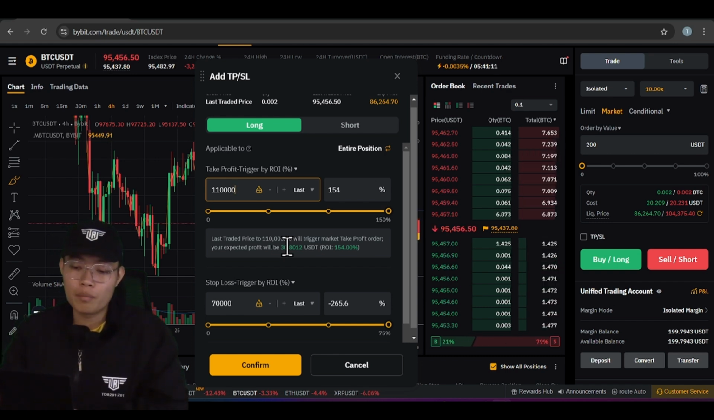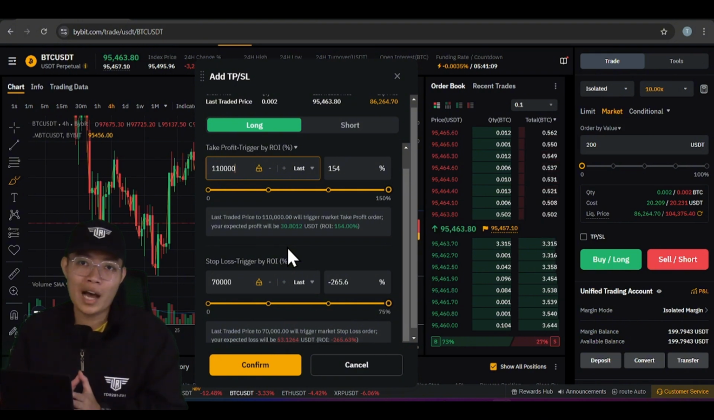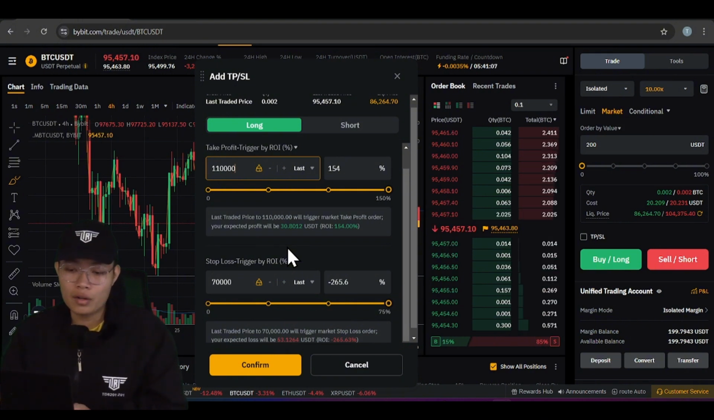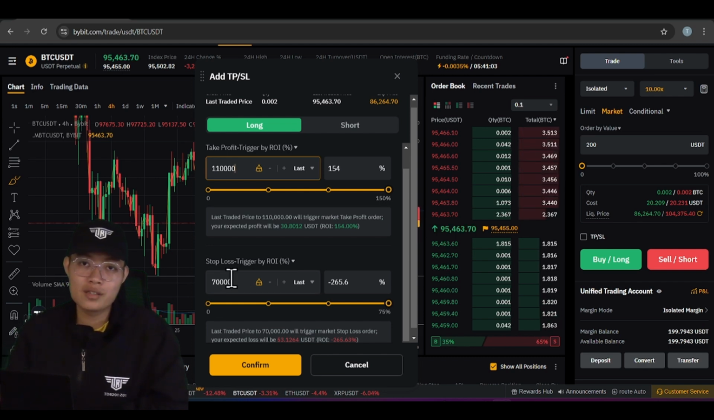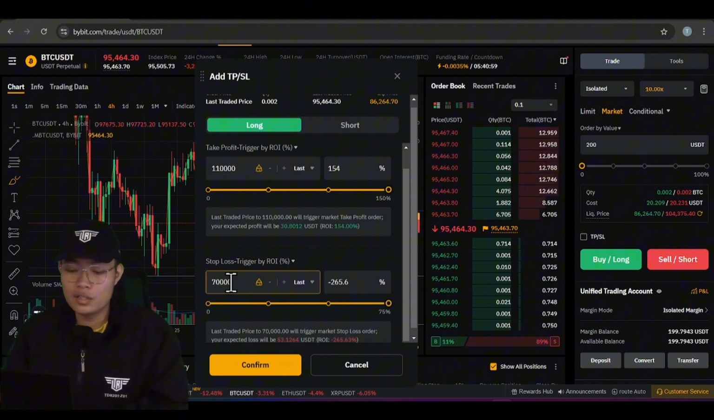All right. So this is very important for you so that you do not get stopped out by the markets. Because if you do not set your stop loss, the chance of you getting liquidated is very high if you use 10x leverage. So you must set your stop loss before you get liquidated. So this is very important. After that, hit confirm.